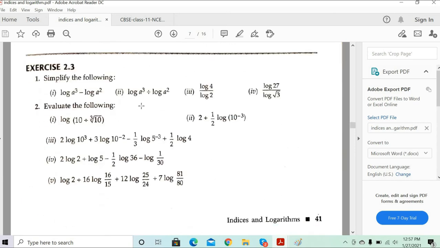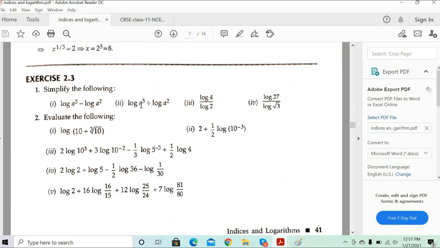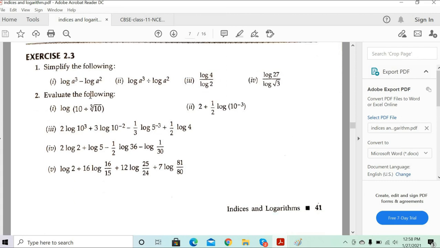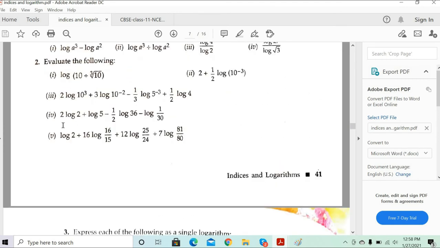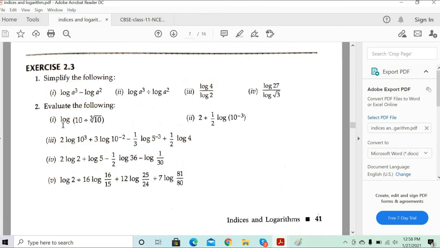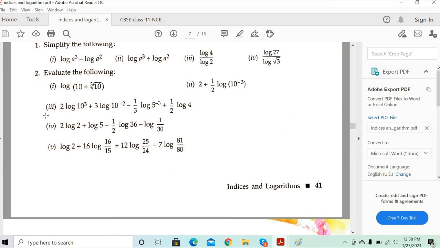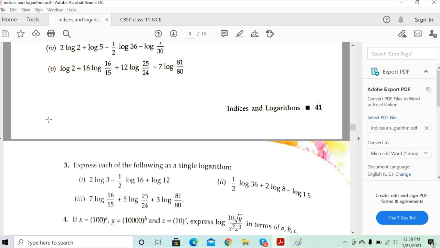Okay, Dhanisha, I think let's go to exercise 2.3 and attempt it. You don't have to do all the questions now. First question, do the second and the fourth part only. And question number two, do only the fourth and fifth part. Question number one, second and fourth part. And question number two, second, fourth and fifth. Yeah, fourth and fifth. Let's try this part. Okay.